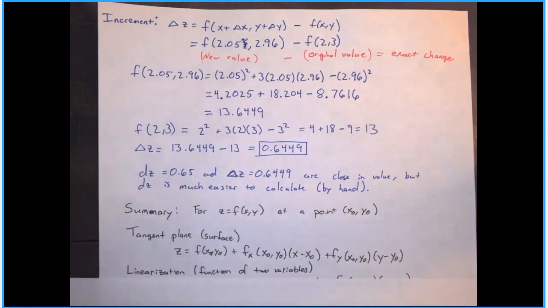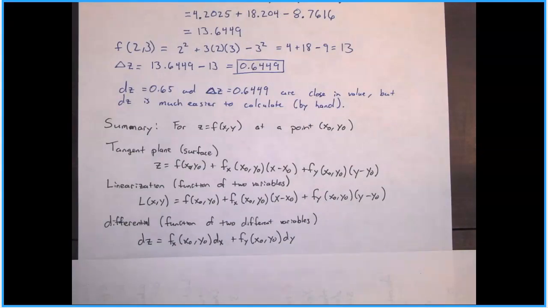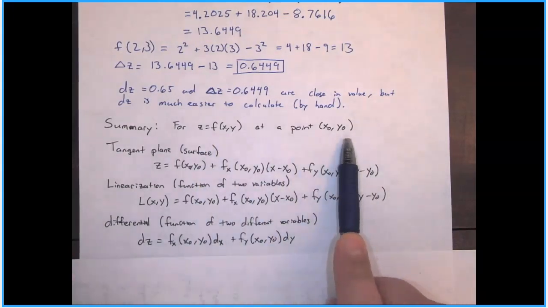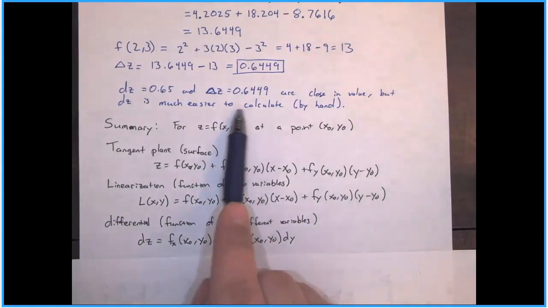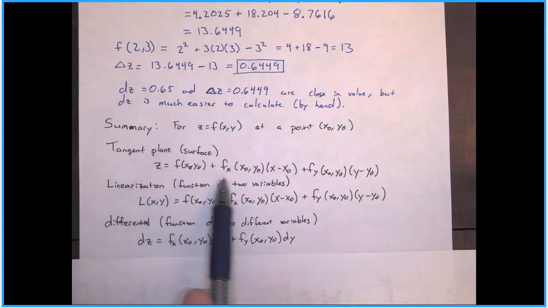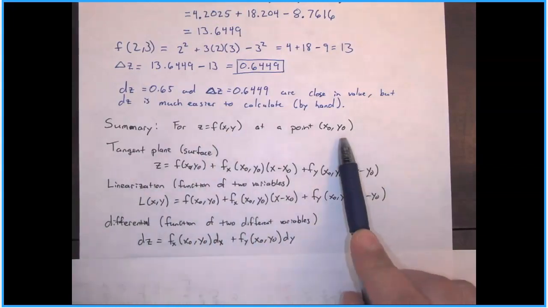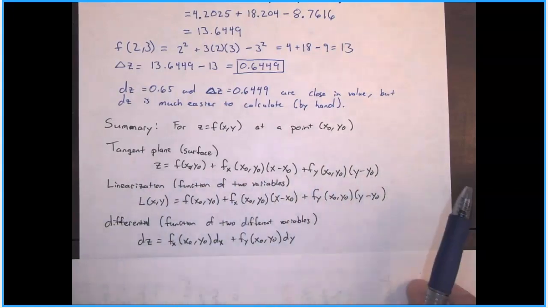Okay, so let's summarize what we've done in this section so far. In this section, we've talked about 3 different concepts, all involving a function of 2 variables at a fixed point x naught, y naught. The first idea was a tangent plane. So if we think of this function as a surface, we come up with a tangent plane, which is a plane tangent to this surface at the point x naught, y naught. And the equation for the tangent plane is given here. We've seen that a few times before.